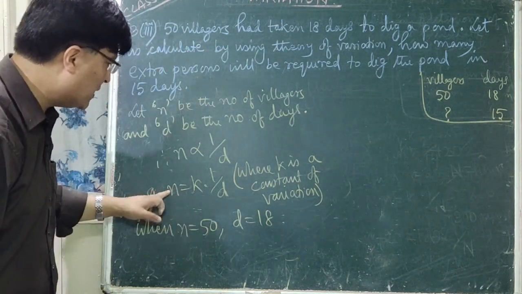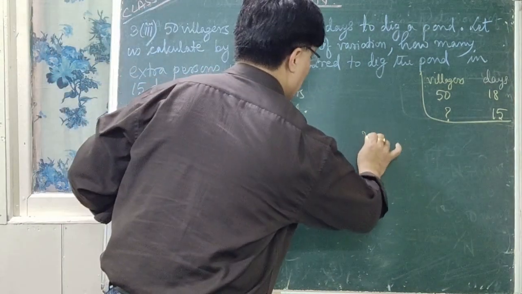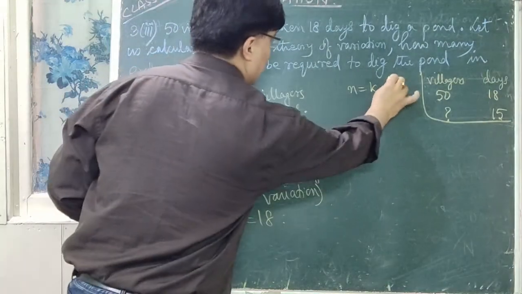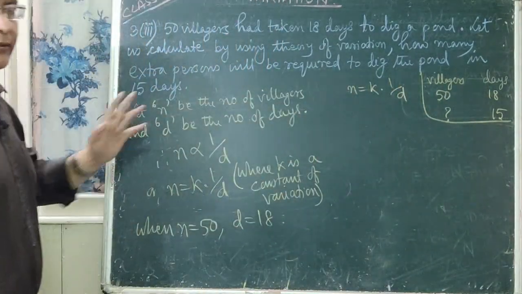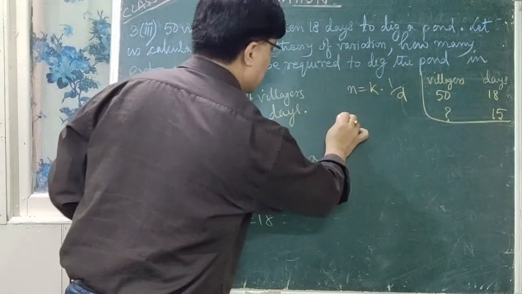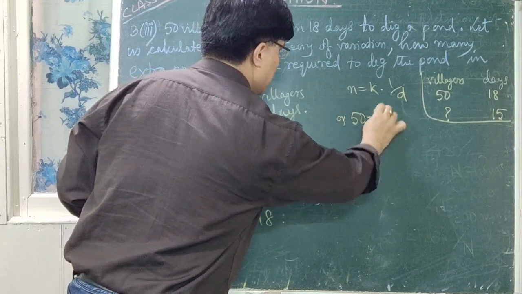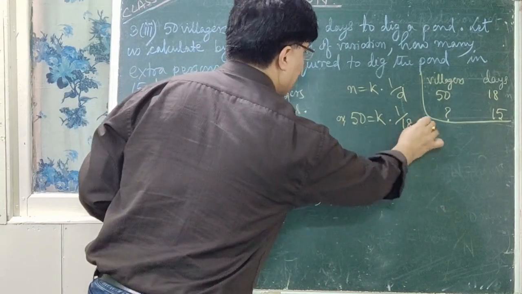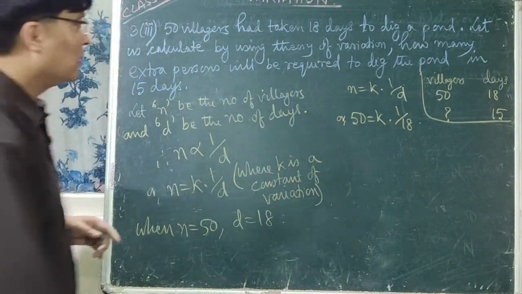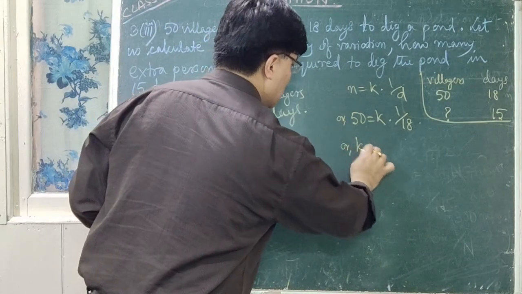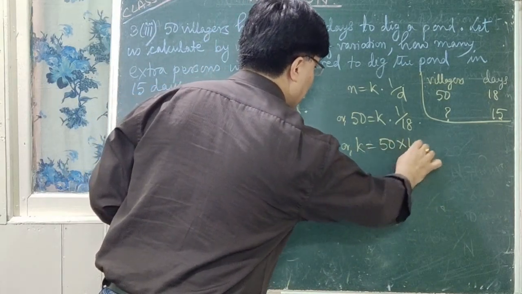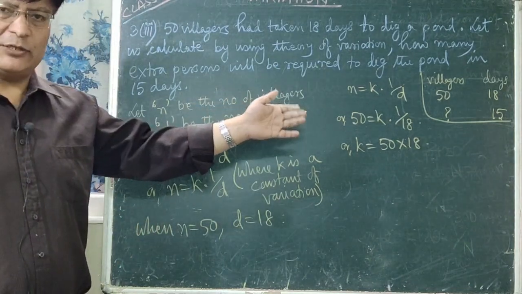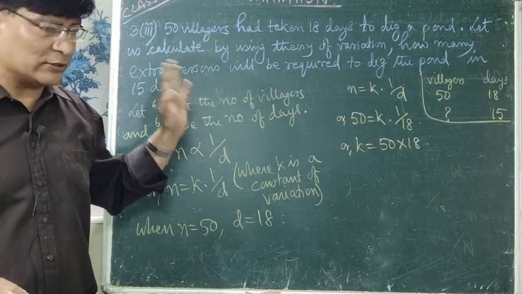So let us put the value in this relation. That is n is equal to k into 1 upon d, right? This is the relation. So here n is 50 is equal to k into, what is 1 upon d? It is 1 upon 18. Is that clear? So what is the value for k out here? So k is equal to 50 multiplied by 18. You can keep the value for k as it is, 50 into 18. Multiply नगर्दा पनि हुन्छ, त्यतिकै राख्दिनु.